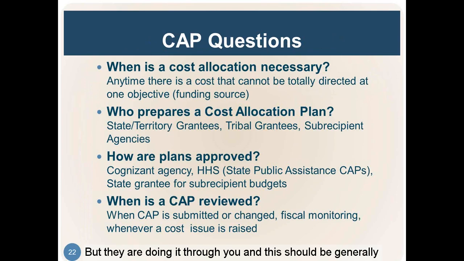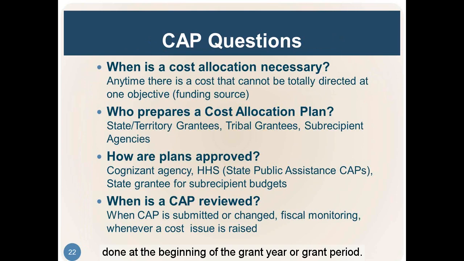you, and this should be generally done at the beginning of the grant year or grant period, but it should be done for those costs that can't be specifically identified with one program or another. Who should prepare it? Your subrecipients for LIHEAP, your subrecipients for CSBG, anyone that has federal programs that has administrative or indirect costs that want to charge that to a federal program that you're responsible for, that's who should submit it.